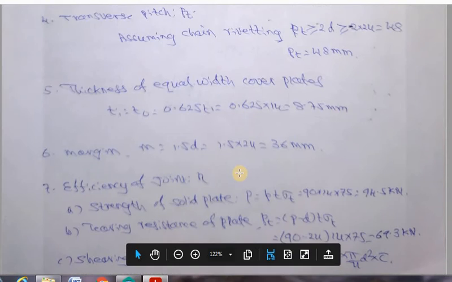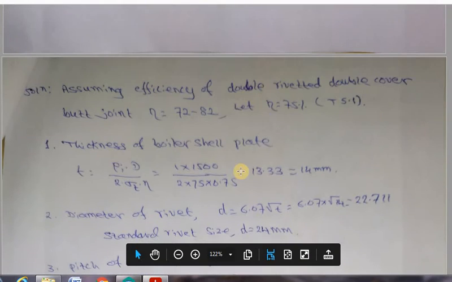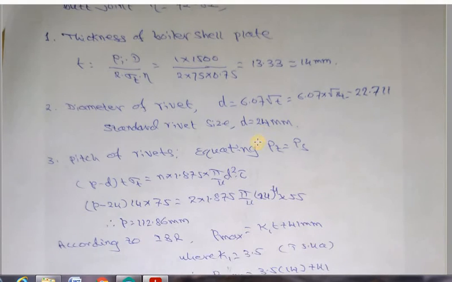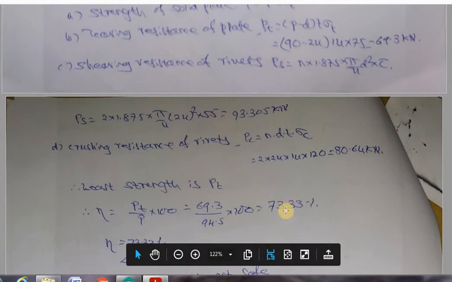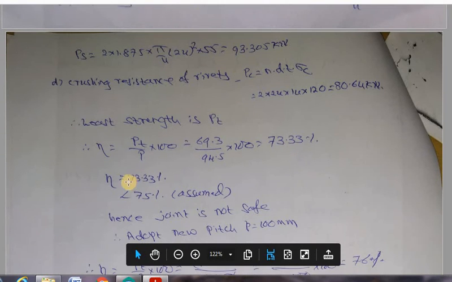But the assumed efficiency at the earlier stage, I'll go back here. I have assumed an efficiency of 75, but I am getting the efficiency of this riveted joint as 73. Meaning that this joint is not going to be safe. That's what I have written: less than 75 assumed, hence the joint is not safe. So I have to adopt a new pitch. Now I have to change the pitch.